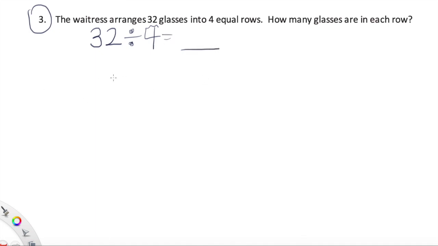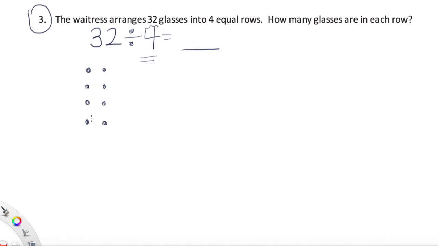So let's go ahead and show this with an array. I know that we have 4 equal rows, and I know that rows go like this. So let's set up our 1, 2, 3, 4 equal rows. We need to share 32 evenly across these rows. So I'm going to go through and quickly show 32.